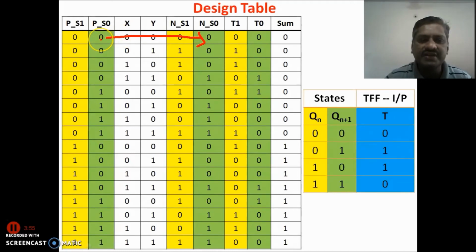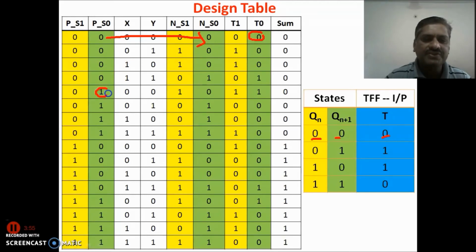Here the present state is 0 and the next state we want is 0, that is PS0 and NS0. Then T0 should be 0. Here the present state is 0, next state we want to be 0. In that particular case, the input applied should be 0.